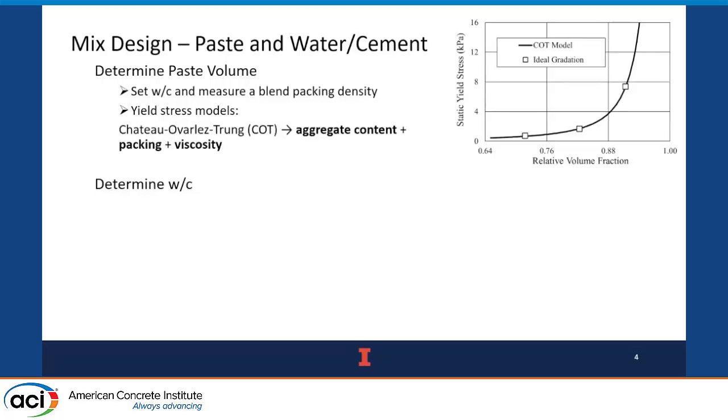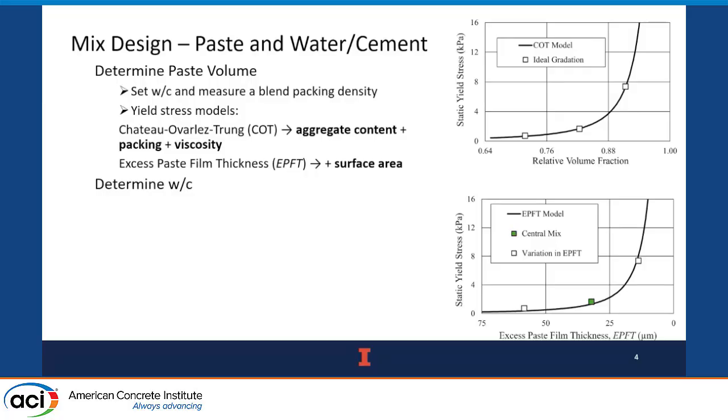And then you can employ from there yield stress models. So here's the Chateau Verlez Trung model, where you take your aggregate content as sort of your x-axis, combined with the packing and some sort of intrinsic viscosity value of your aggregates. And you can nicely plot here and predict your yield stress at different aggregate contents.